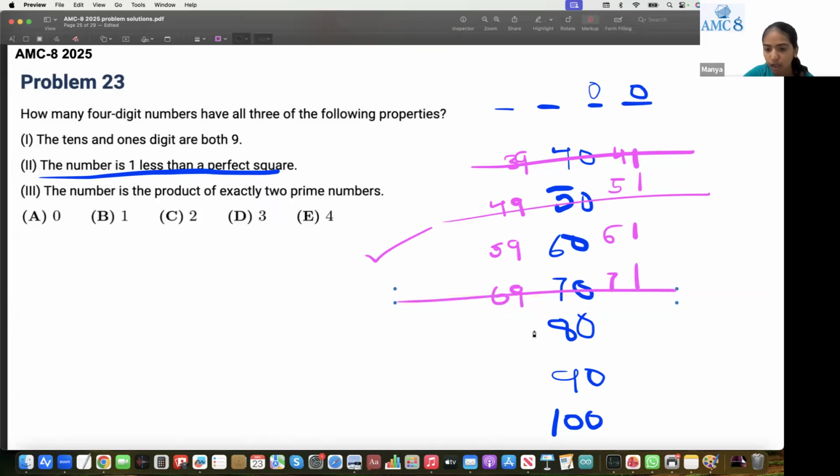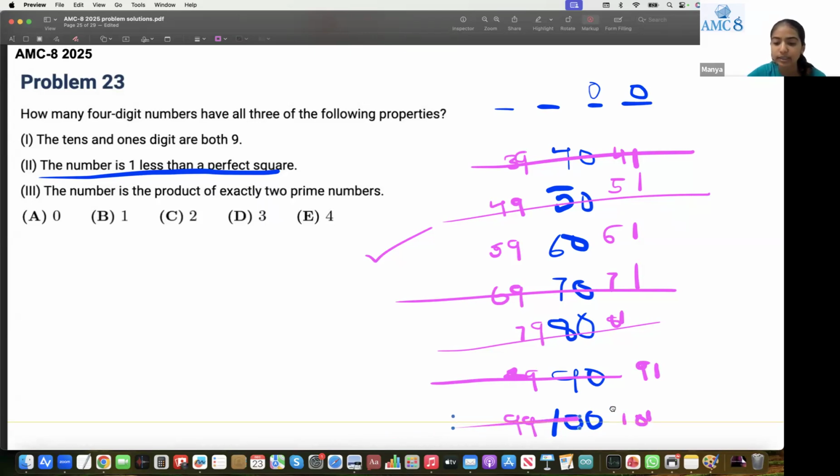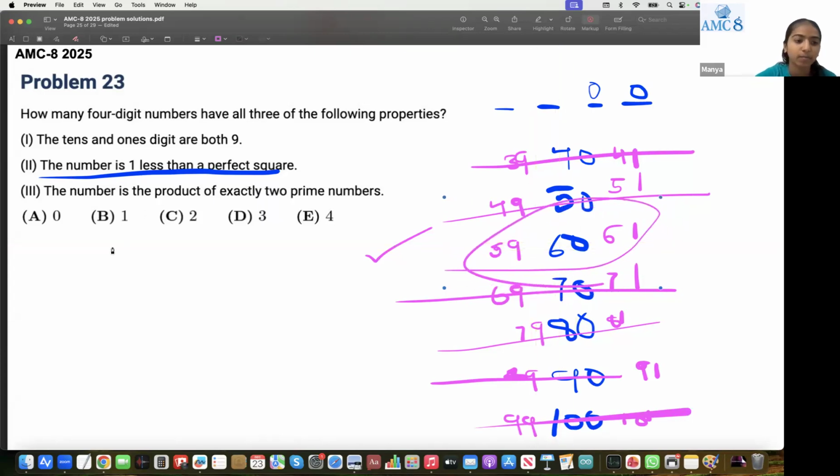For 80, it has to be 79 and 81, which are not both prime numbers. For 90, it has to be 89 and 91, which are not both prime numbers. And for 100, it has to be 99, which is obviously not a prime number, and 101. So this cannot work either. And so the only number that can actually work is this one right over here. Therefore, our answer is B, 1.